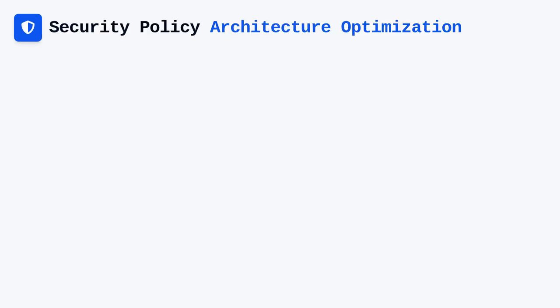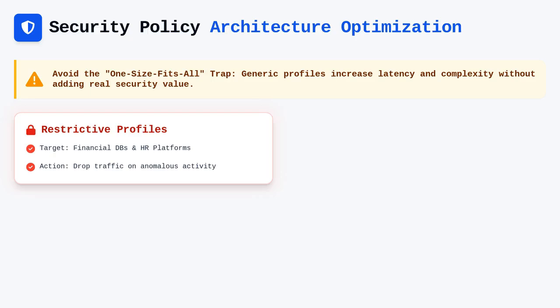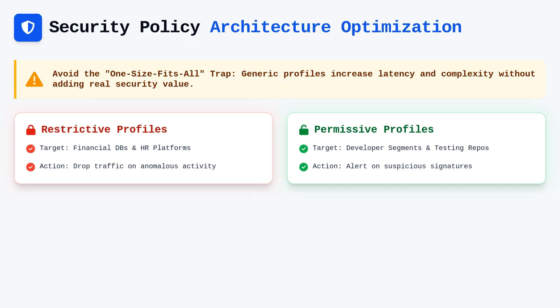The precision with which you apply these profiles determines the overall effectiveness of your security policy architecture. Do not fall into the trap of applying a one-size-fits-all profile to every rule in your configuration, as this can introduce latency and complexity without providing additional security value where it is not needed. For highly sensitive segments, such as financial databases or human resources platforms, you should maintain more restrictive profiles that drop traffic upon the slightest hint of anomalous activity. Conversely, for developer segments that might legitimately access external testing repositories, you might opt for a more permissive profile that alerts on suspicious signatures rather than blocking them outright.